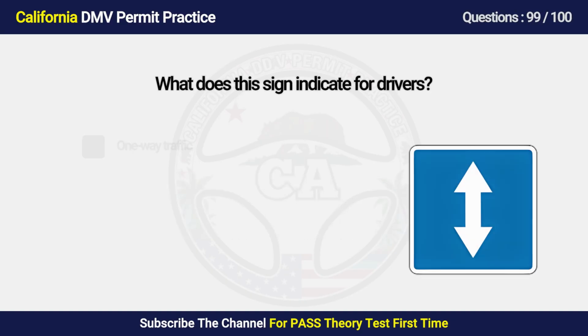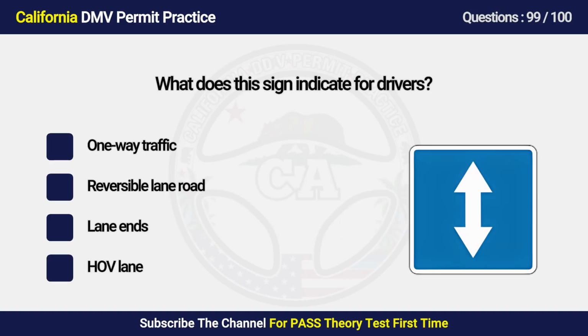Question 99. What does this sign indicate for drivers? A. One-way traffic. B. Reversible lane road. C. Lane ends. D. Lane.